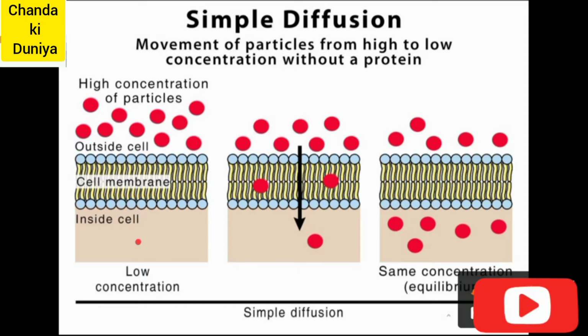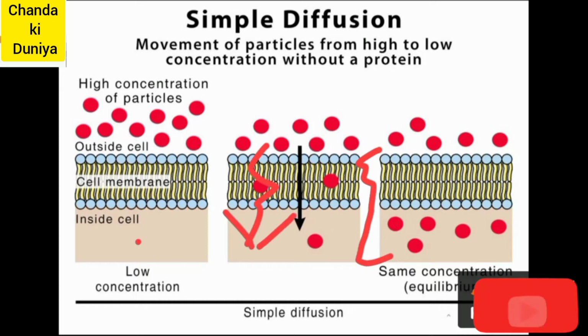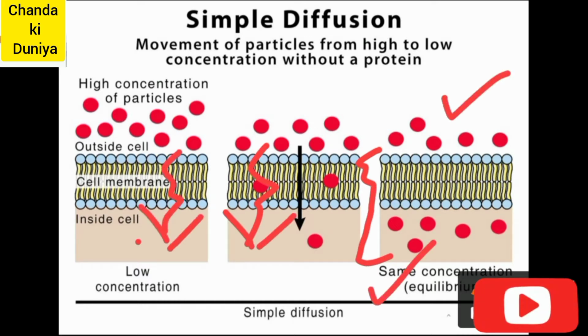Molecules will keep moving towards the lower concentration until they reach the equilibrium condition. So molecules will keep going to the inside of the cell until both sides of the cell are at the equilibrium condition. This is called simple diffusion.